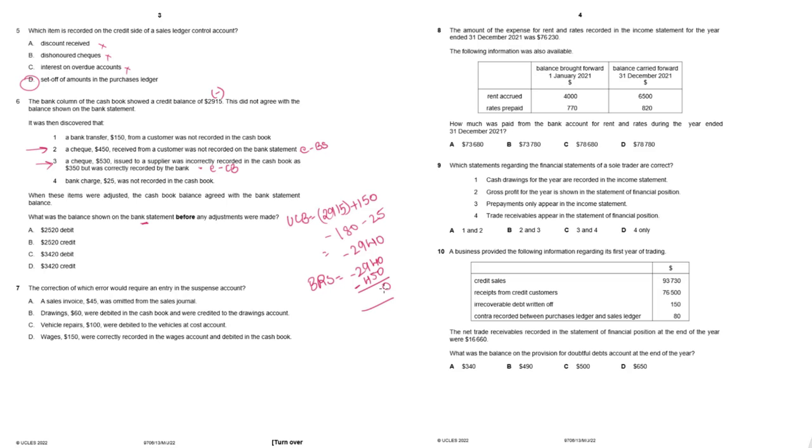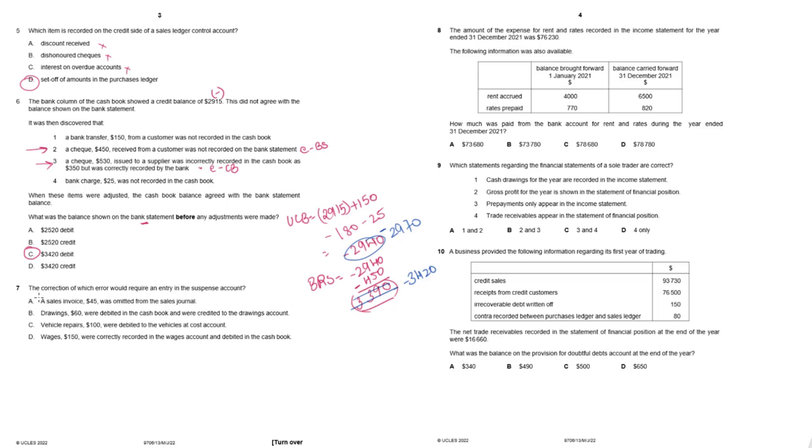So 3390, and since this is a negative number, debit 3390. So I just checked, there is a calculation mistake here that I made. This is 2970. So this becomes 3420. So now we get our option as 6C.